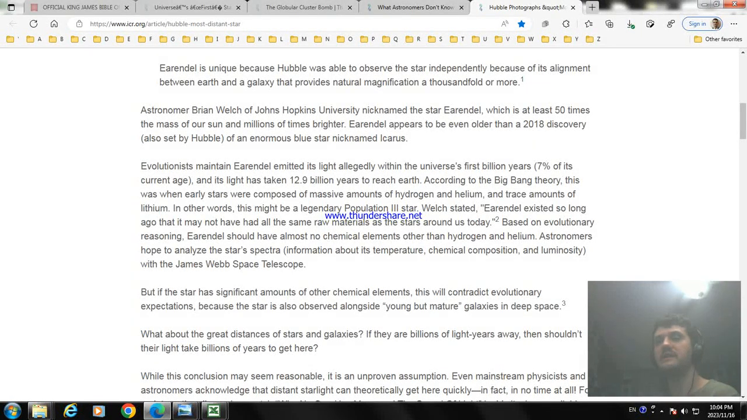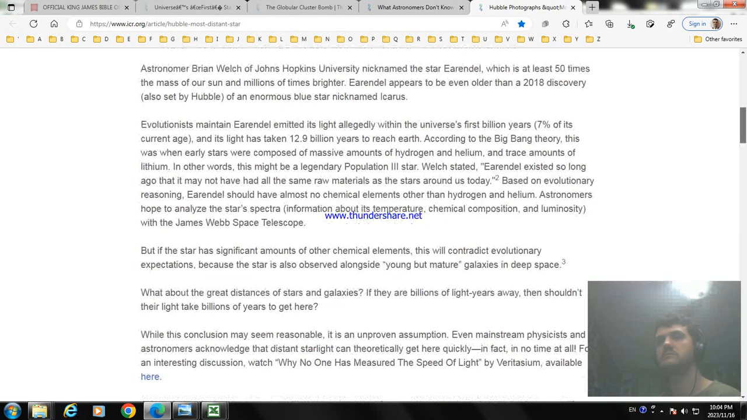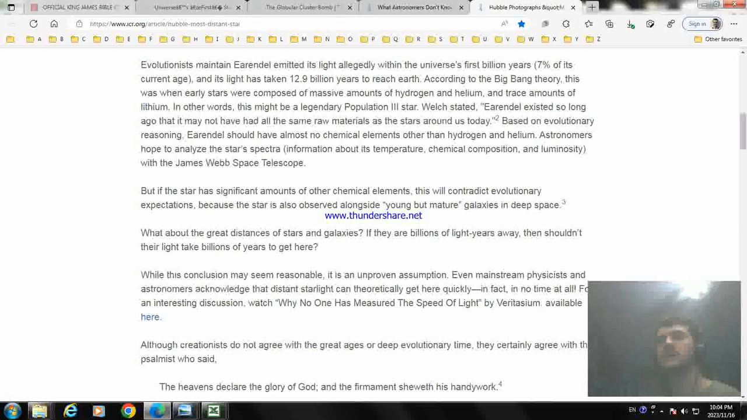Astronomer Brian Welch at Johns Hopkins University nicknamed the star Orion, which is at least 50 times the mass of our sun and millions of times brighter. Orion appears to be even older than the 2018 discovery, also seen by Hubble, the enormous blue star nicknamed Icarus. Evolutionists maintain Orion emitted the light within the universe's first billion years, 7% of its current age, and its light has taken 12.9 billion years to reach Earth.